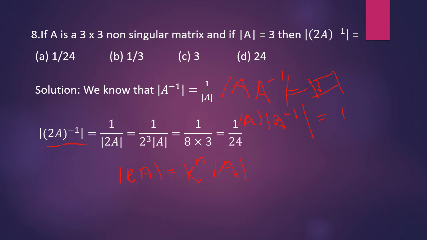In this example, A is a 3 by 3 matrix. Therefore, n value is equal to 3. If you compare, value of k is 2 and this is the matrix A. Therefore, this will be 2 to the power 3 into determinant A using this result. So 1 by 8 into 3, that's equal to 1 divided by 24. Therefore, the answer for this is option A, 1 divided by 24.